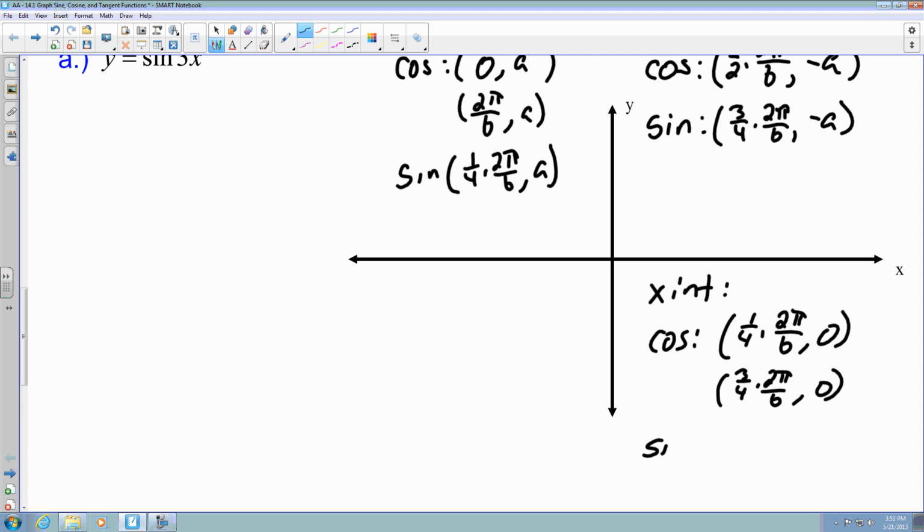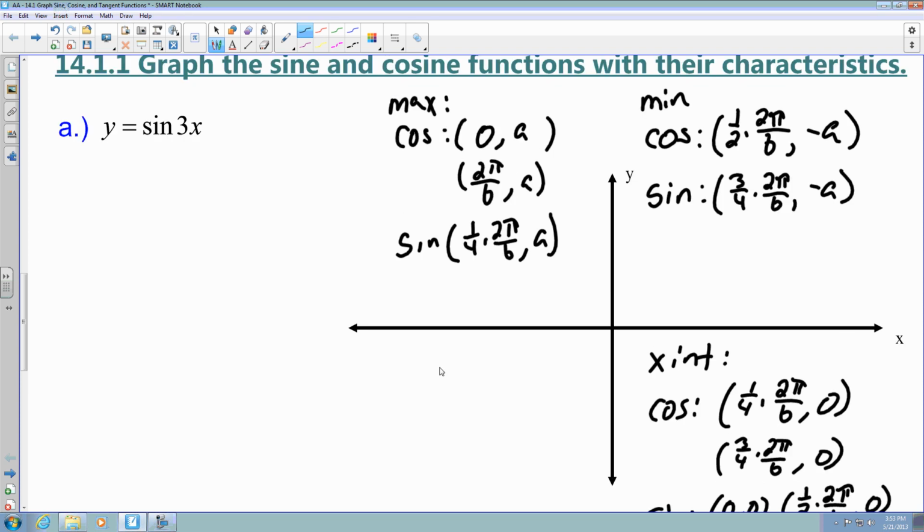And then for sine, I said there was going to be 3 of them. The first one is the origin at 0, comma 0. The second one is at 1/2 times the period, comma 0. And then the last one is the period, 2 pi over b, comma 0. So those general equations are going to help us find the coordinates for our sine and cosine functions.